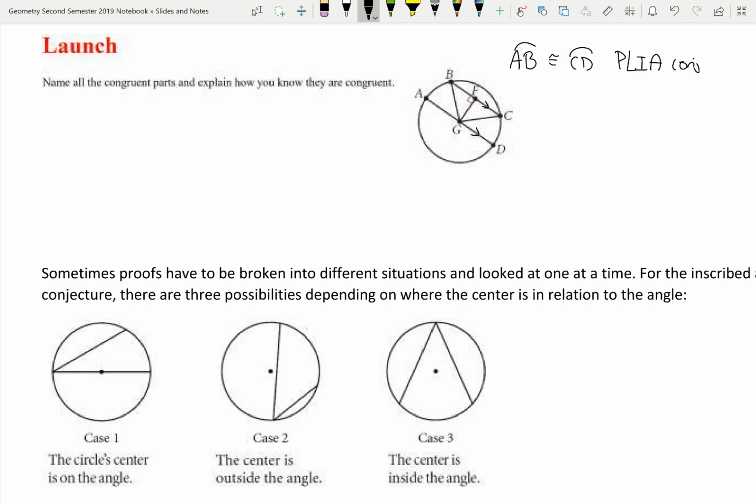You also notice that you have a perpendicular that goes through the center through a chord, and that's going to make BF congruent to FC, and that's because of the perpendicular to a chord conjecture.